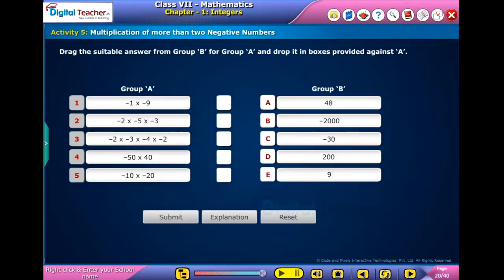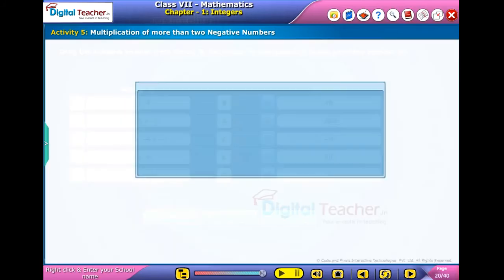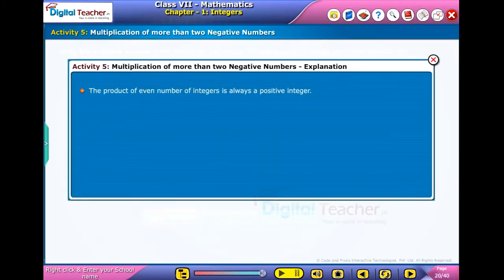Let us now perform an activity to know the multiplication of more than two negative numbers. Drag the suitable answer from group B for group A and drop it in boxes. The product of even number of integers is always a positive integer. The product of odd number of integers is always a negative integer.